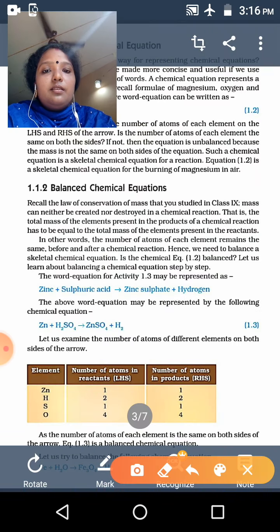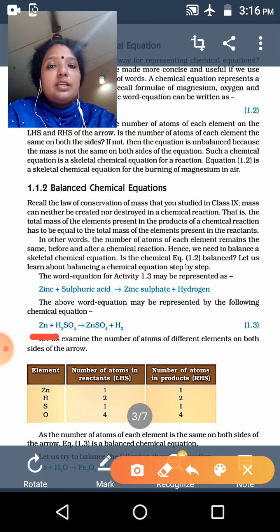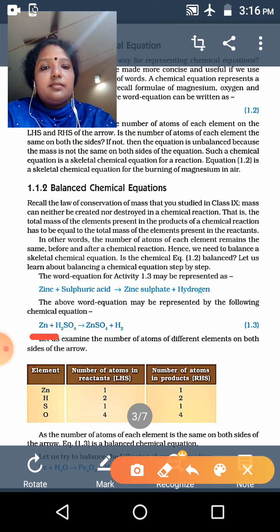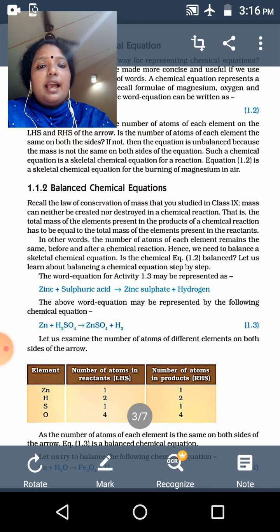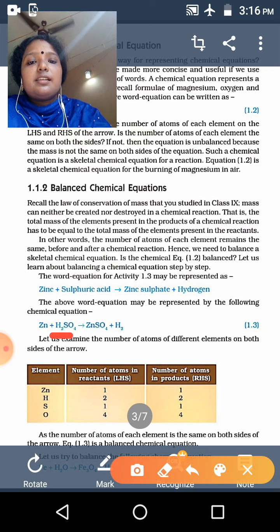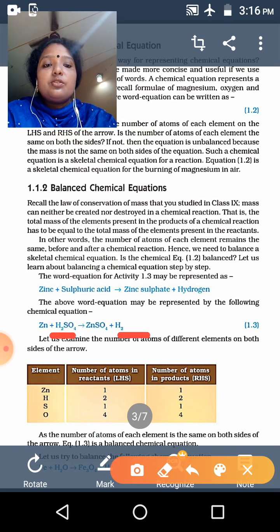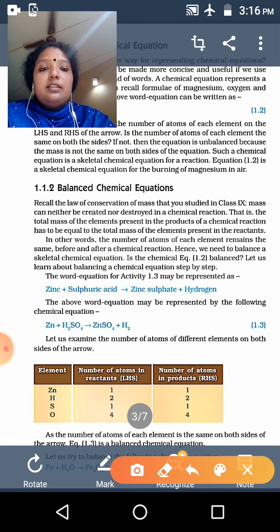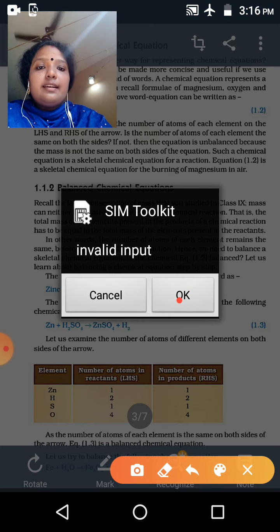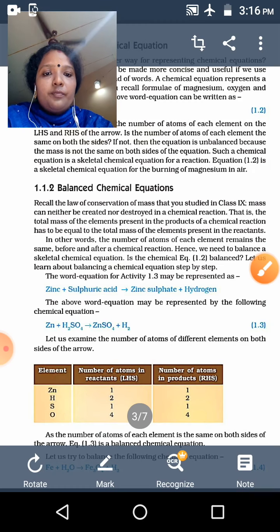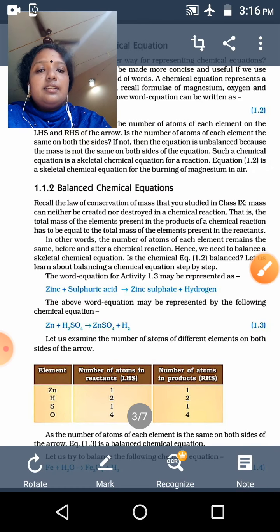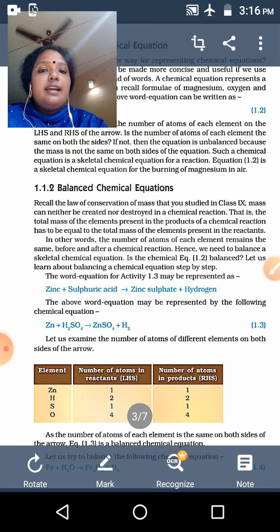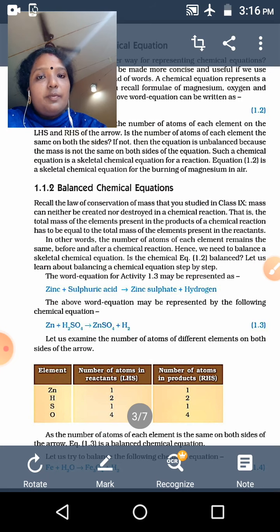In this equation, the number of zinc in the reactant side is 1 and in the product side is 1. Hydrogen in the reactant side is 2 and in the product side is 2. Sulfur is 1 in the reactant side and 1 in the product side, and oxygen in the reactant side is 4 and in the product side is 4. This means the zinc, hydrogen, sulfur and oxygen will be the same.